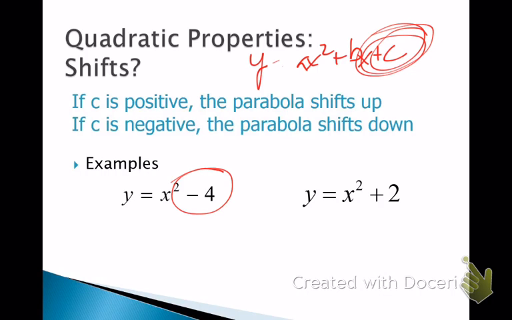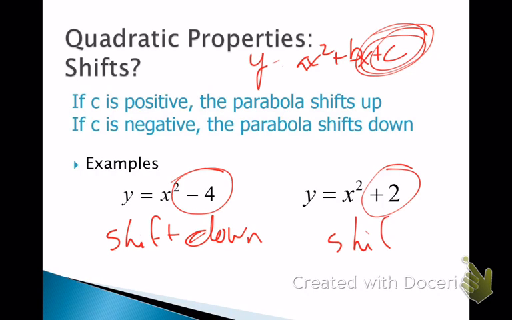So in these two examples, y equals x squared minus 4, compared to the parent function, this parabola is going to shift down. In other words, the vertex will shift down from 0, 0. That's where it is for the parent function. Here, this parabola is going to shift up. So it should be higher than 0, 0.